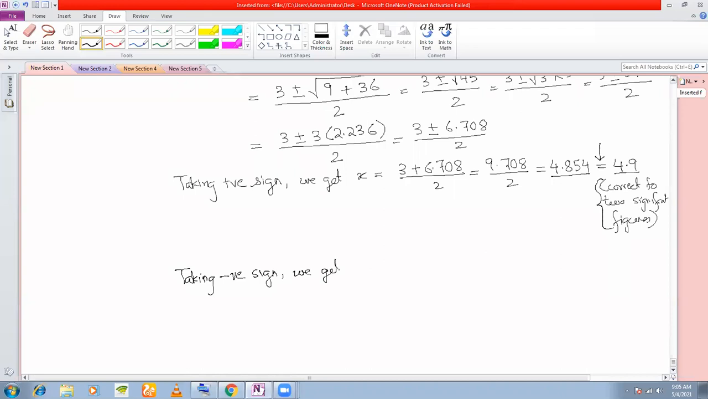we get x is equal to 3 minus 6.708 divided by 2. Now you subtract these two, you will get minus 3.708 divided by 2. So this, if you divide now, you're going to get minus 1.854, which now when converted to two significant figures, becomes equal to minus 1.9, correct to two significant figures.